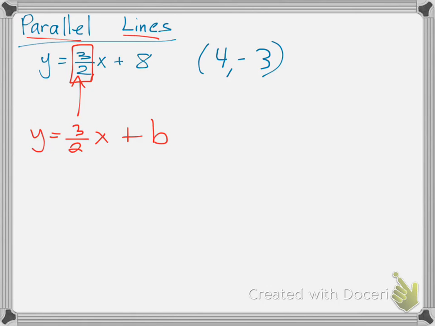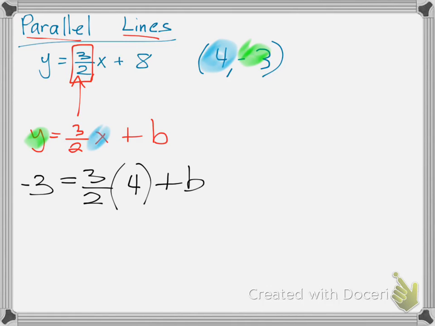And what we're going to do is we know that 4 is the x value, and we know that negative 3 is the y value. So we're going to go ahead and substitute those values in. It matters where they go. So again, the negative 3 goes in for the y, and the 4 goes in for the x. We have one variable left, it's b. We're going to solve for it, and then we'll just rewrite our equation.